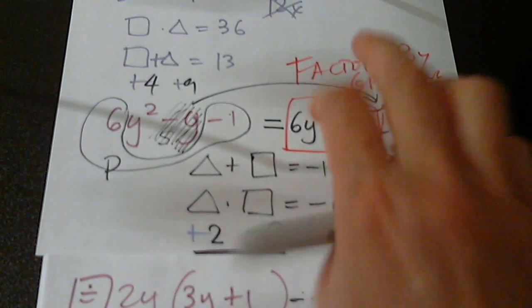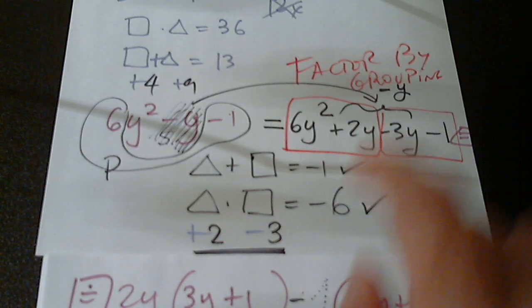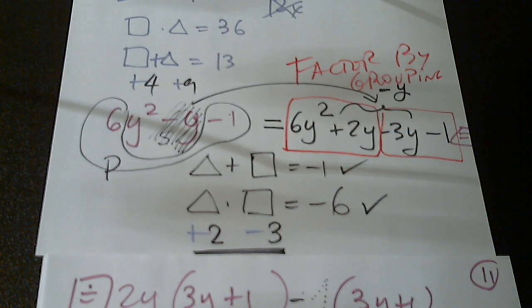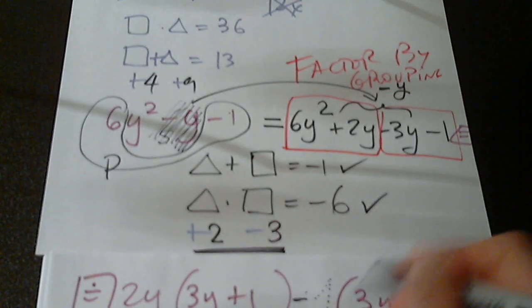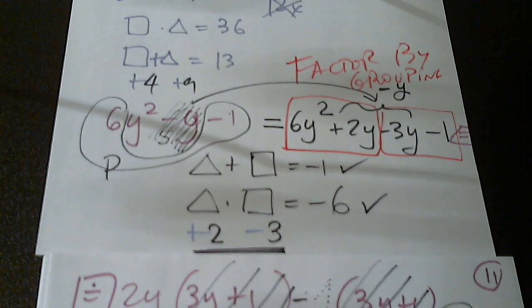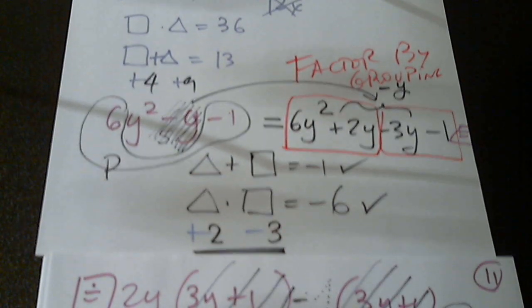2y times 3y, 6y squared. 2y times 1, positive 2y. Negative 1 times 3y, negative 3y. Negative 1 times 1, negative 1. Yes. At this point, I factor out the common factor, which is 3y plus 1.